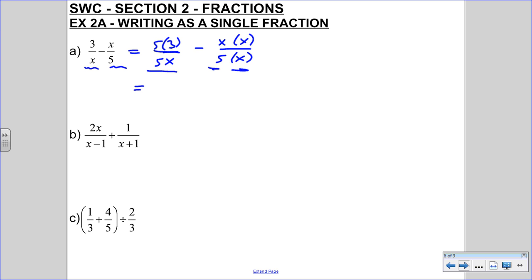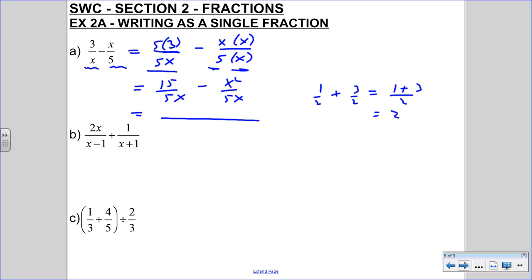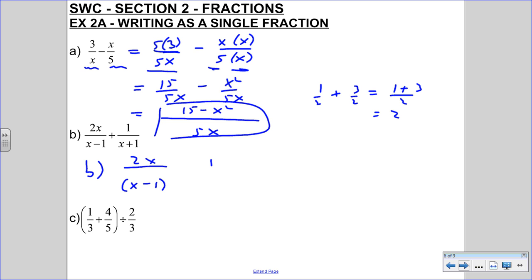Now the denominators are the same, I can put them together, okay? Common denominator, just like if you had a half plus 3 over 2, you would say that's the same as 1 plus 3 over 2, so 4 over 2. Exactly the same thing here. Denominators are the same, so therefore I can put them together, and that's simplified as far as that can go. Okay, done.